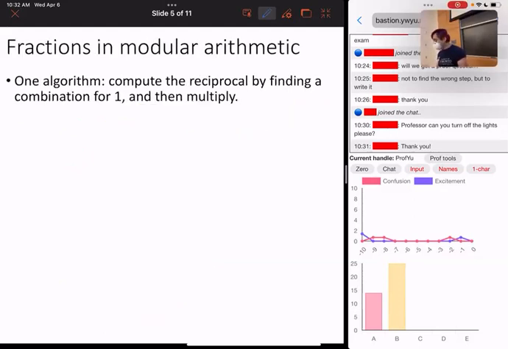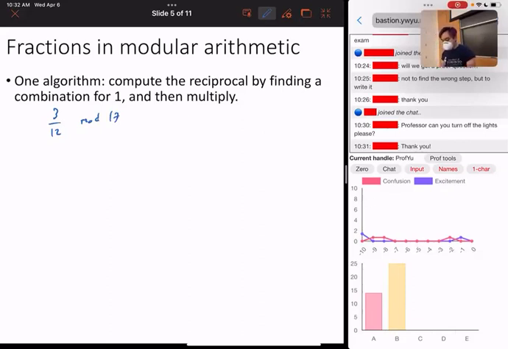Great. So now we get to modular arithmetic. There are a number of different ways that we figured out of solving fractions in modular arithmetic. I'm going to cover only one of the ways right now, but of course we covered a couple different ways back in lecture. One way is to compute the reciprocal by finding a combination for one, and then you multiply. And this will always work, assuming that the GCDs work out properly. So 3 divided by 12 mod 17. Well, how do we do this?